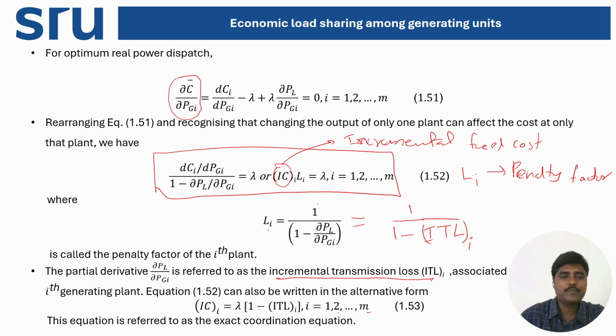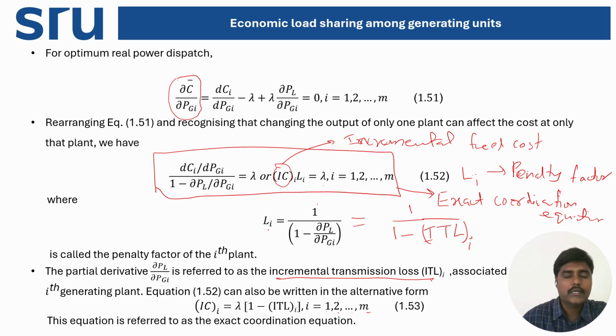Now this particular condition or equation 1.52 is called the exact coordination equation. The reason why it is called exact is that here we have not neglected the transmission losses. Whatever the powers are there in the real power system, starting from generation, transmission loss and distribution power, all the powers we are incorporating. So that is the reason it is called the exact coordination equation.